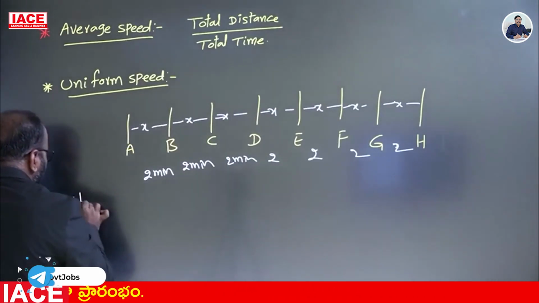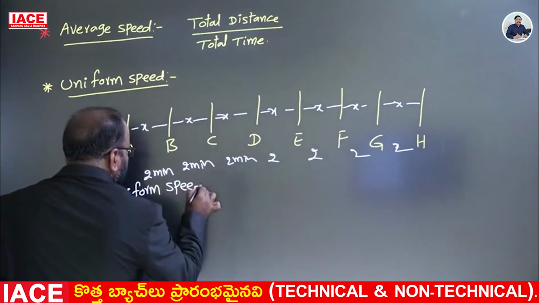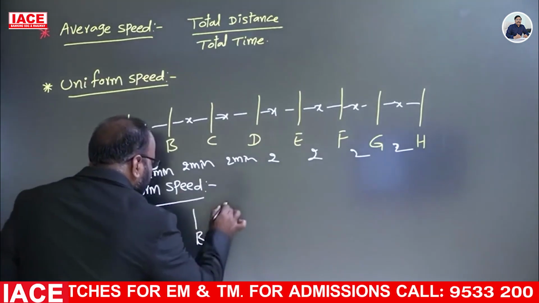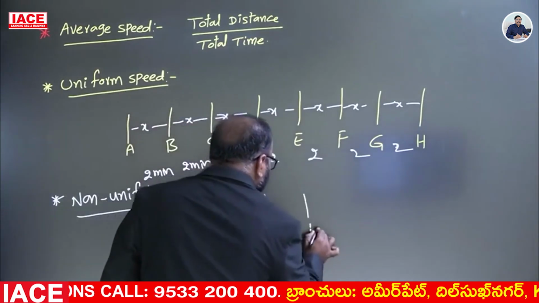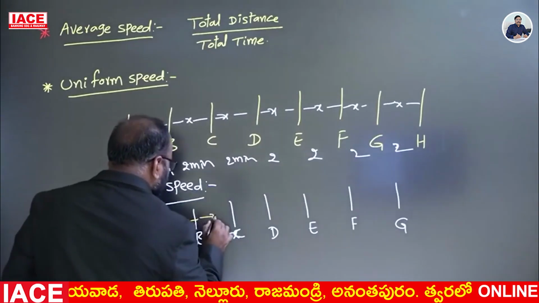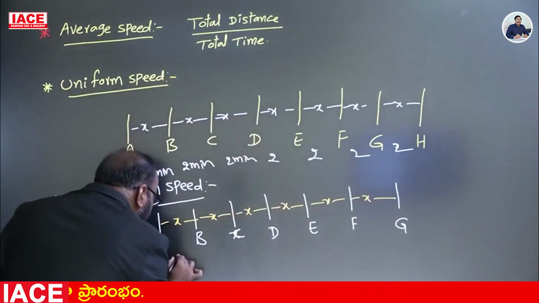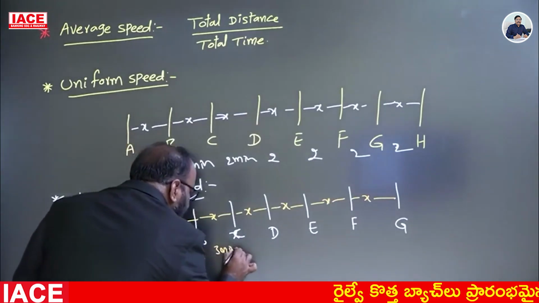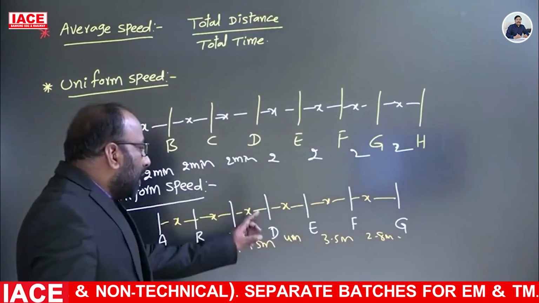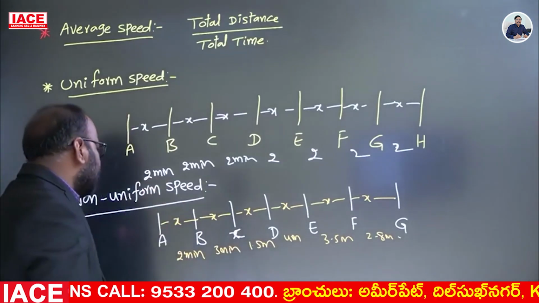Non-uniform speed. What is non-uniform speed? If an object travels equal distances, X, X, X, the distances are the same, but these equal distances are covered in unequal intervals of time: 2 minutes, 3 minutes, 1.5 minutes, 4 minutes, 3.5 minutes, 2.8 minutes. What happens here? Equal distances covered by an object in unequal intervals of time, that is called non-uniform speed. And it is also expressed like this.